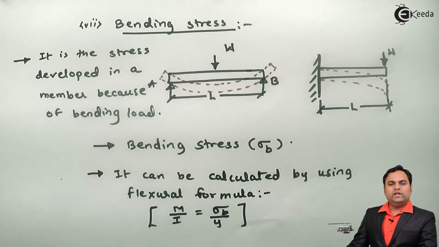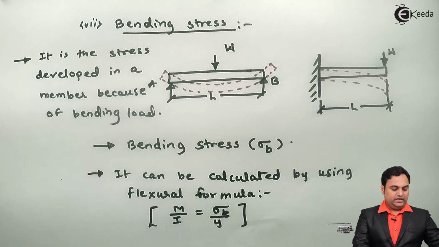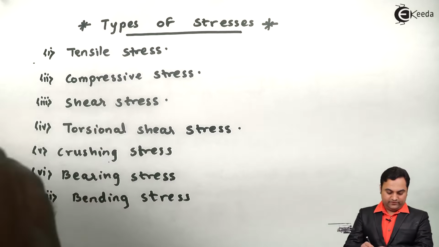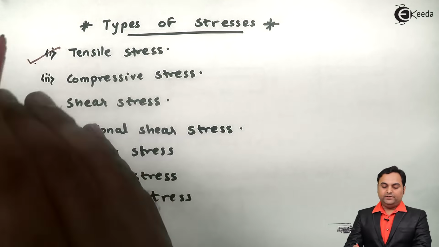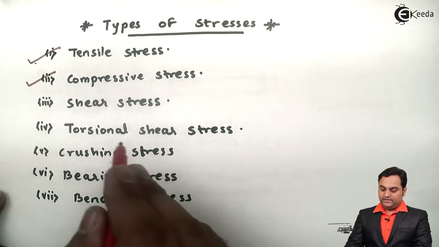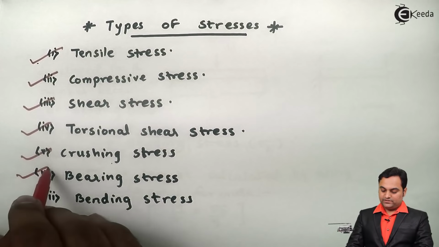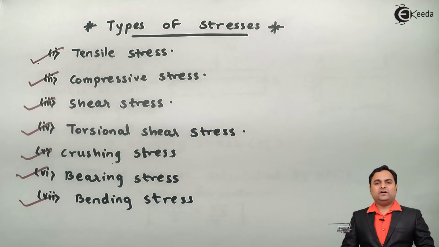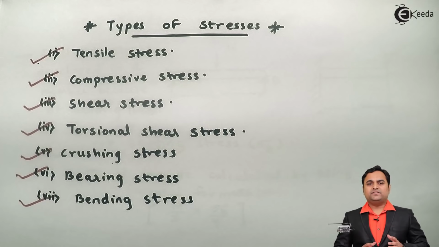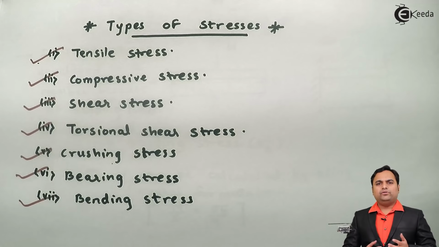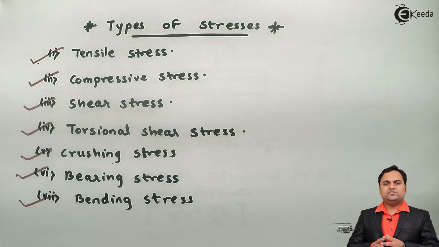So in this video we have seen various kinds of stresses. We started with tensile stress, next compressive stress, then shear stress, torsional shear stress, crushing stress, bearing stress, and bending stress. These 7 kinds of stresses are necessary to study the subject of design of machine elements. Without their knowledge, it is very difficult to analyze how the failure takes place, what is the area, and how much stress is stored in the member. So I hope everything is clear in this video.